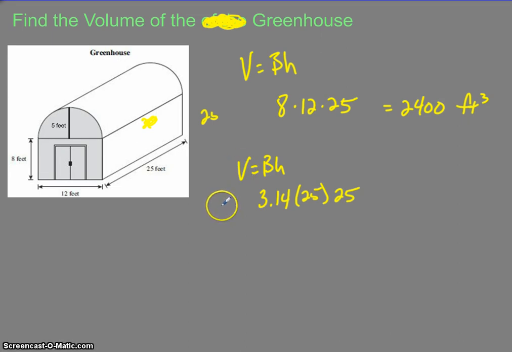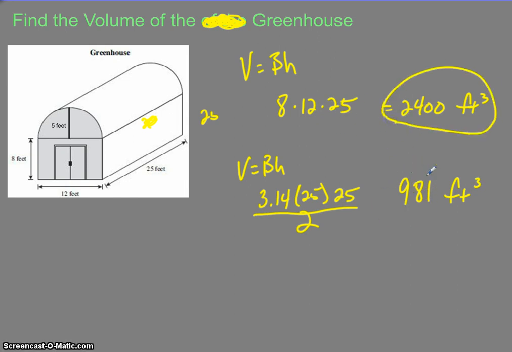1,962.5. But this is half of a cylinder, so we have to divide our answer in half because we've only got half of the volume. Divided by 2, we're going to round it to the nearest whole number, 981. I'm going with 981 feet cubed. Now, I've got the bottom part, I've got the top part, so if I add those two things together, I should get a good answer for this. We're going to go with 3,381 feet cubed.